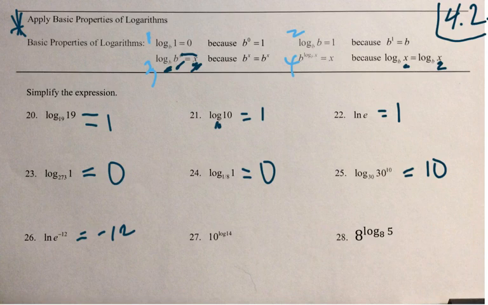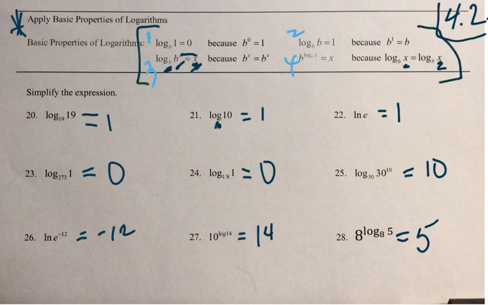10 to the log of 14 is going to be equal to 14, and that's based on property 4. And 8 to the log base 8 of 5 is going to be equal to 5, and that's from property 4. These basic properties show up a lot, and it's really important to know them and have them down. So make sure that you write these down and have them handy, especially when you're doing your homework.